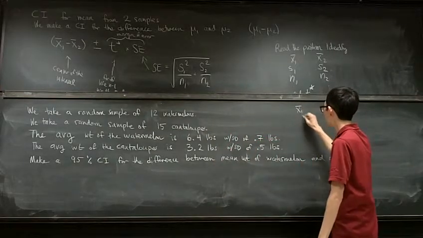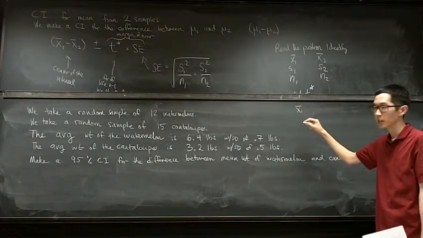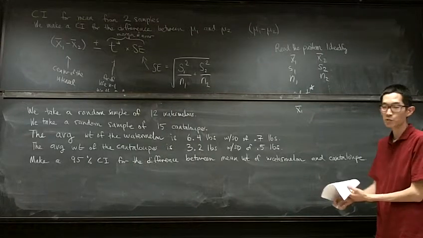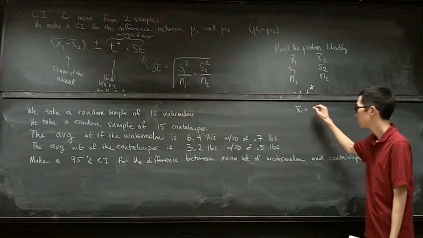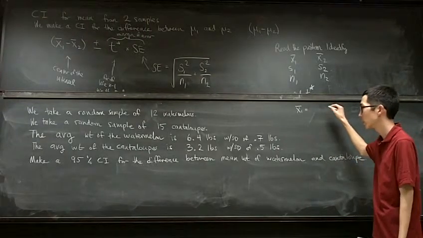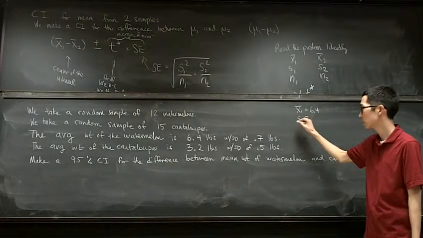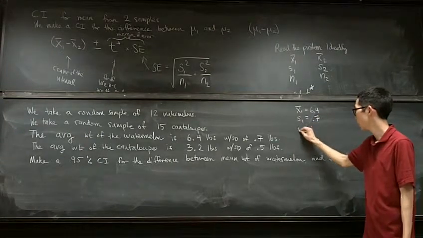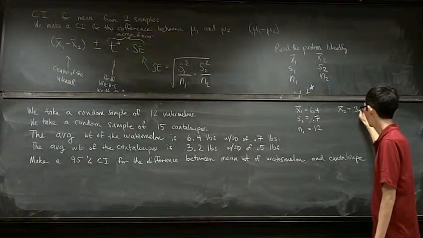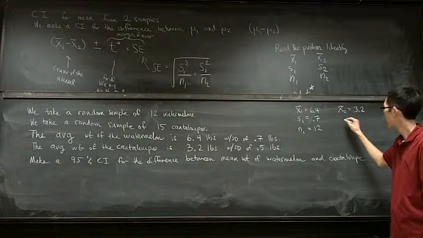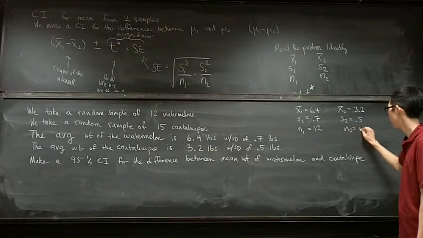Alright, x bar 1. Okay, it doesn't matter, you just have to stay consistent, whether you call watermelon group 1 or cantaloupes group 1. Okay? So just because I wrote the watermelons first, we'll call that group 1. So x bar 1, what's the mean weight? 6.4. S1? 0.7. And N1? 12. X bar 2? 3.2. S2? 0.5. N2? 15. Good.